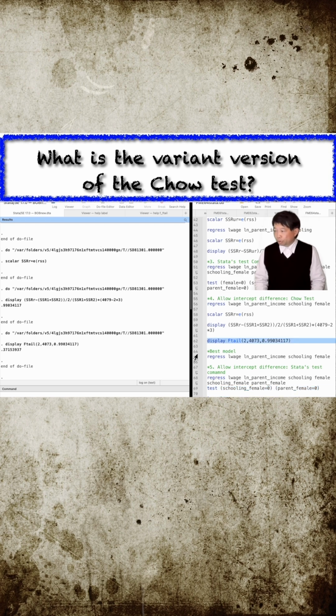Since the traditional Chow test suggests that at least one of the parameters involving the female gender variable is not zero, and now the variant Chow test indicates that all the interaction terms of the female dummy variable should be zero, we can conclude that the best model allows for an intercept difference only.